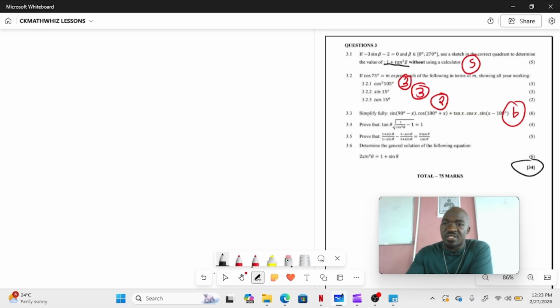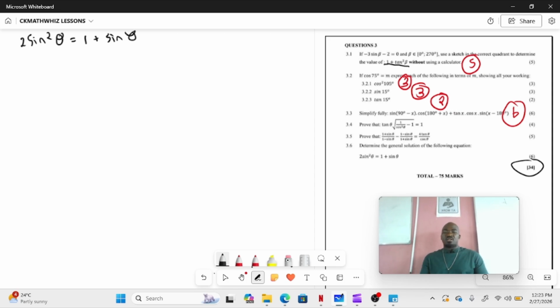General solution. Let's find this general solution: 2 sine squared theta is equal to 1 plus sine theta. This might be long. Let me sit and relax now. This might be a bit long. 6 marks. Okay. Let's try to find this general solution.